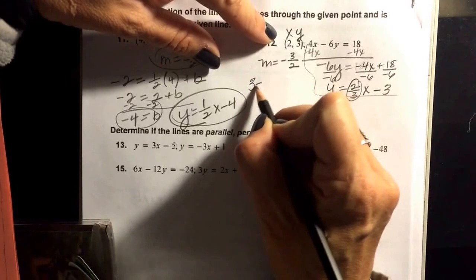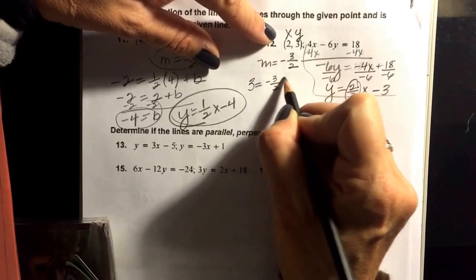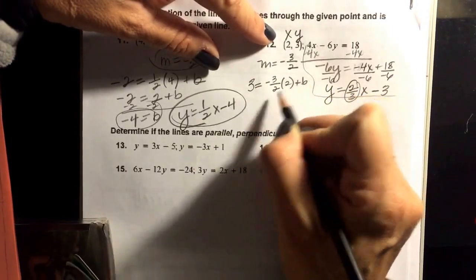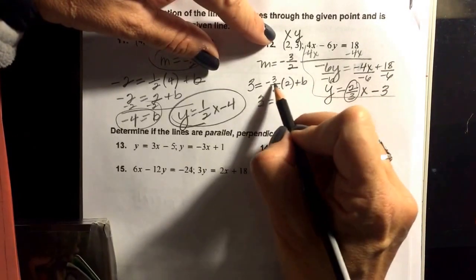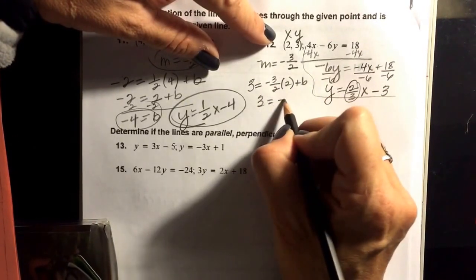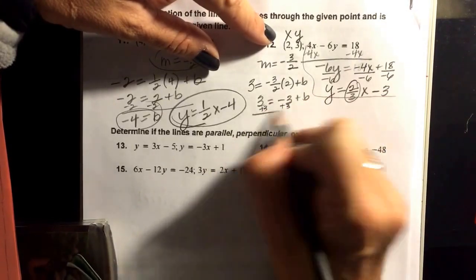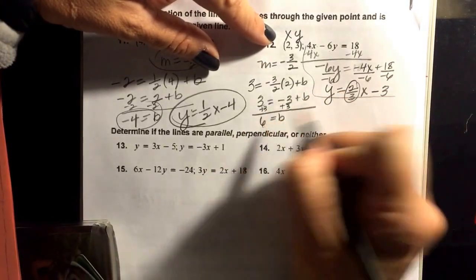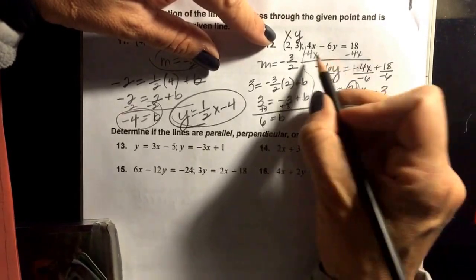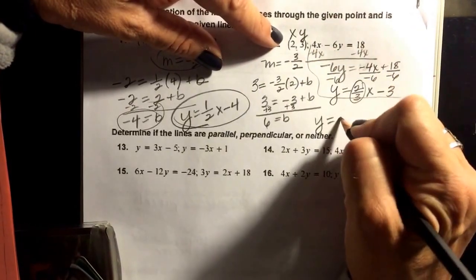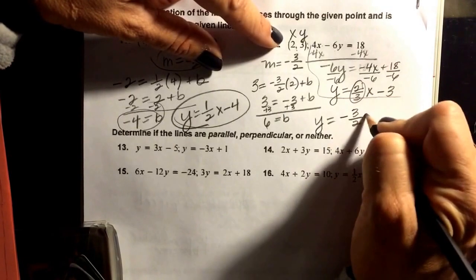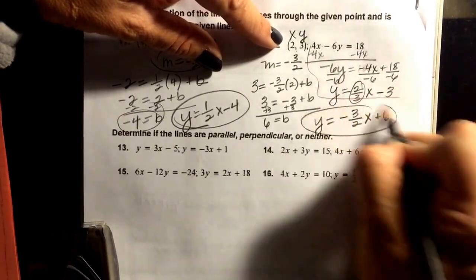So y equals mx plus b. 3 is equal to -3/2 times 2 is going to give me negative 3 plus b. When I add 3 to both sides, I'm going to get my b is equal to 6. So the equation of a line that's perpendicular to this one and goes through 2, 3 is going to be negative 3/2 x plus 6.